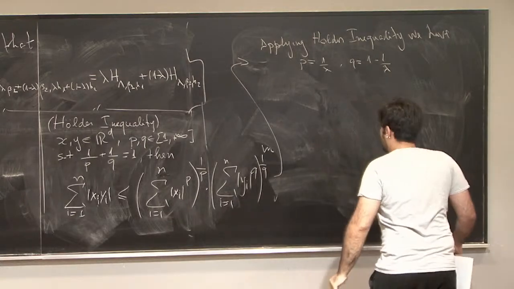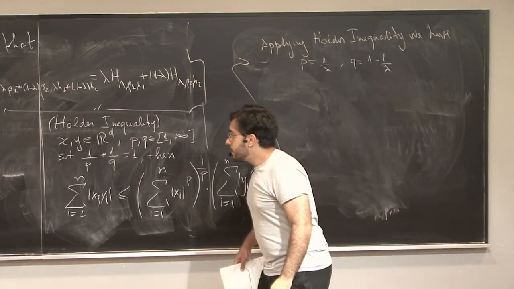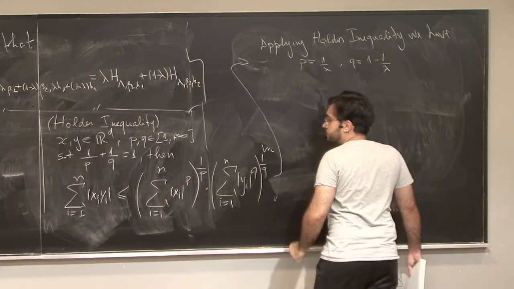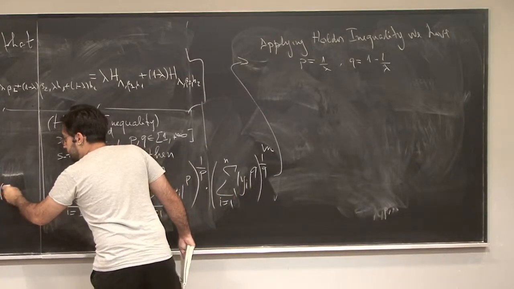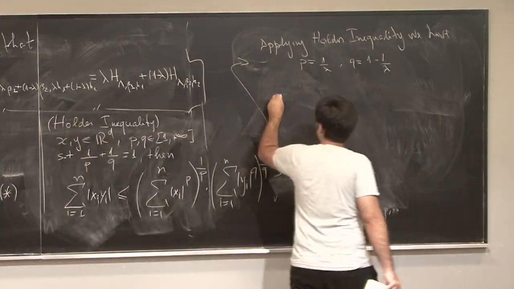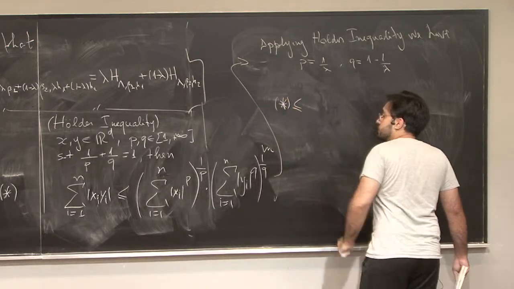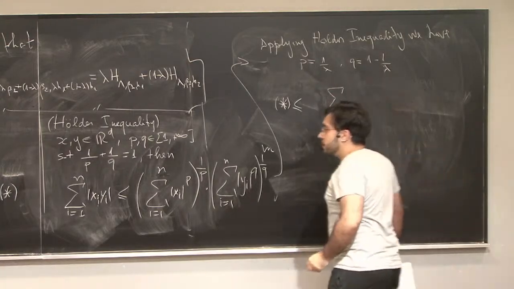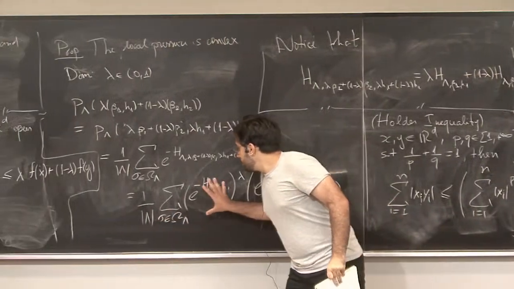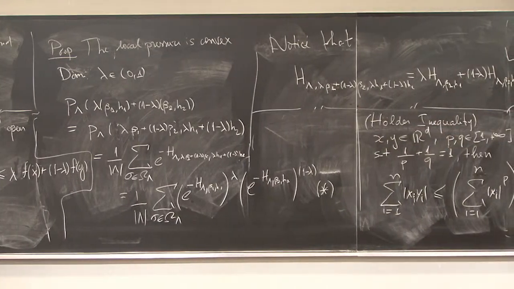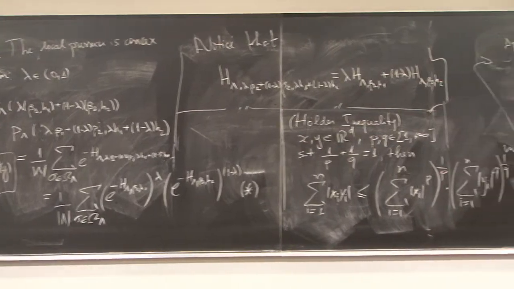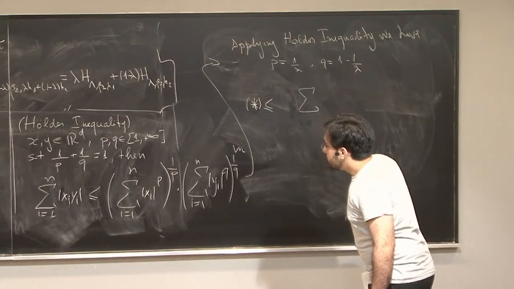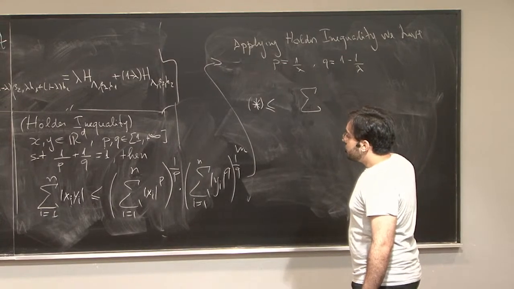So, okay, so now we apply the inequality, and we get the star will be less than the sum. I will ignore this term right now. So just look at this one, the sum. Sorry. One over 1 minus lambda.